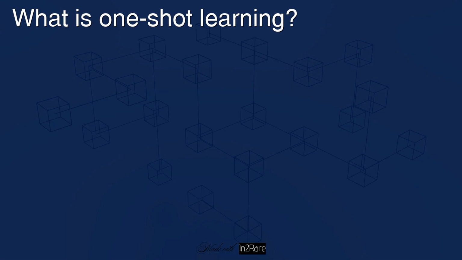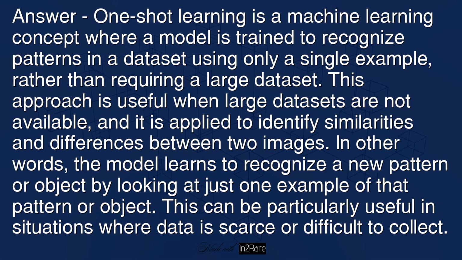What is one-shot learning? Answer. One-shot learning is a machine learning concept where a model is trained to recognize patterns in a dataset using only a single example, rather than requiring a large dataset.